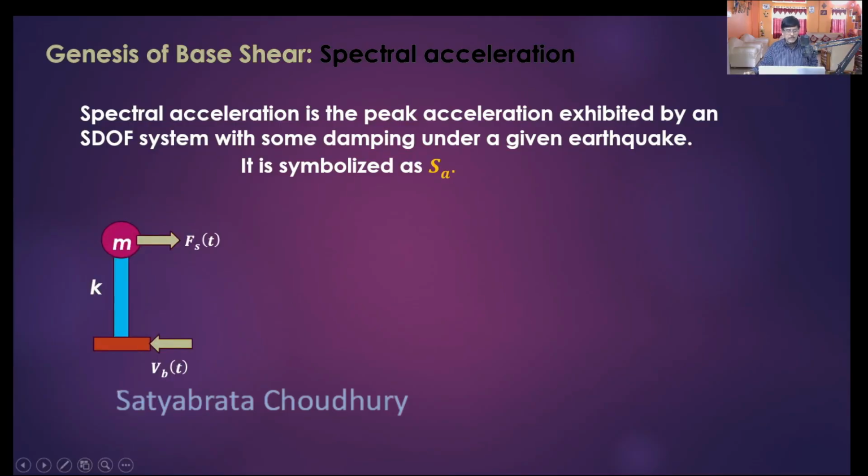Let us take another cantilever system with a stiffness K, mass M, and it is subjected to the force Fst, the inertia force, or you can say spring force. What is spring force? K into displacement will give you the spring force. We are using t in both Fs and the base shear Vb because with time these things will be changing, because it is a dynamic system, dynamic forces.